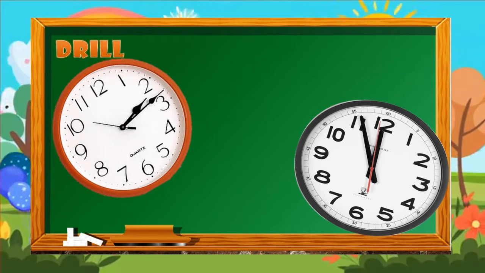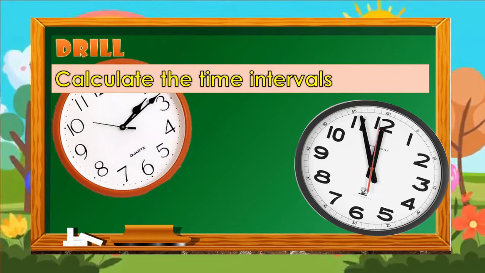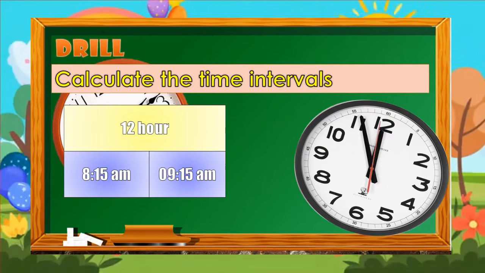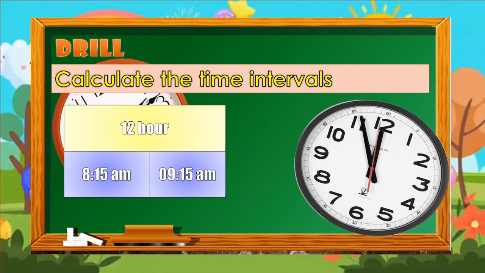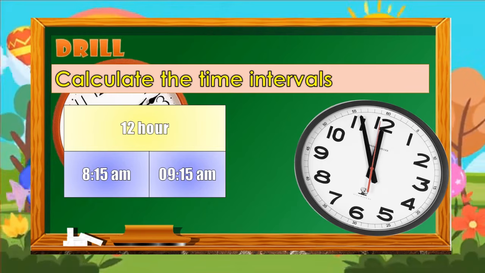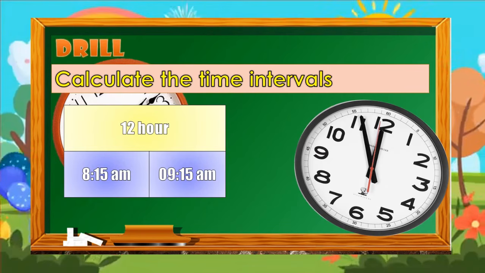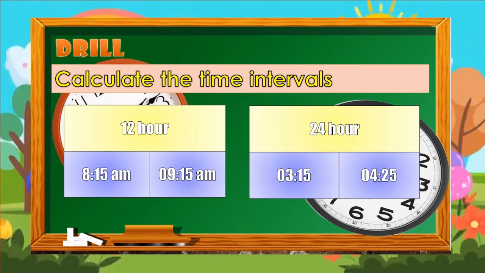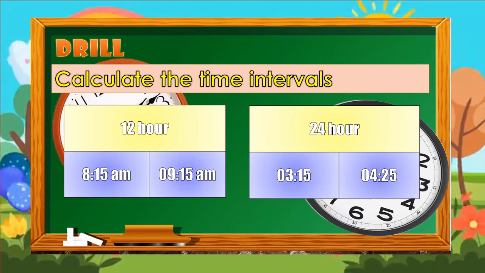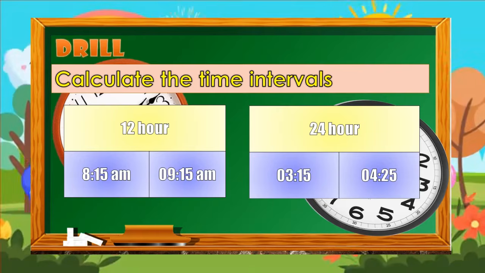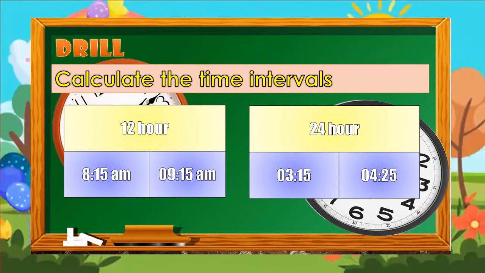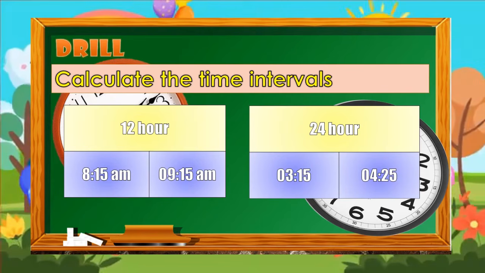Now let's have some drill exercise. We have to calculate the time intervals. In a 12-hour clock, the given times are 8:15 a.m. and 9:15 a.m. You have to find out the interval between these two times. Another one, in 24-hour time, is 0315 hours and 0425 hours. You have to find out the time interval between these numbers.